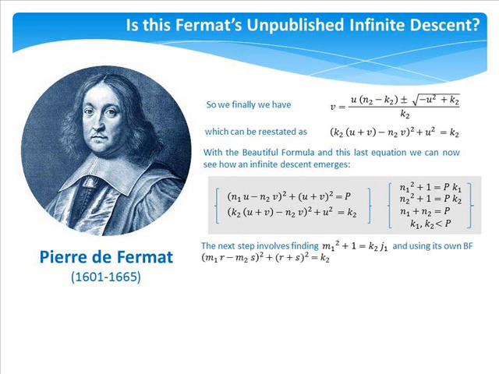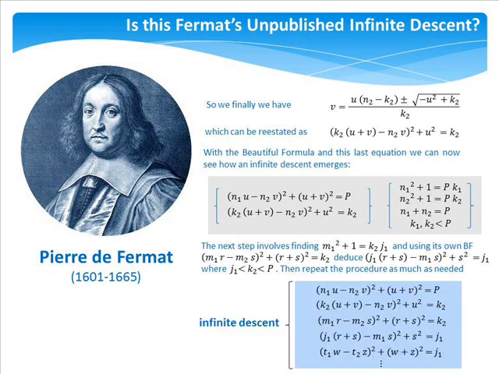That is, find through Fermat's little theorem the value of m sub 1 squared plus 1 that's divisible by K sub 2. Deduce the beautiful formula for K sub 2, this time involving the variables R and S, and then deduce the second equation for J sub 1, whose squares involve R and S too. Note that J sub 1 is smaller than K sub 2, which is smaller than P. So we need to repeat the procedure as much as needed, which means developing an infinite descent.